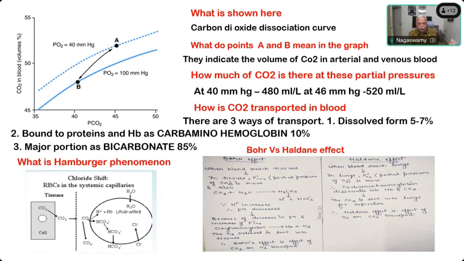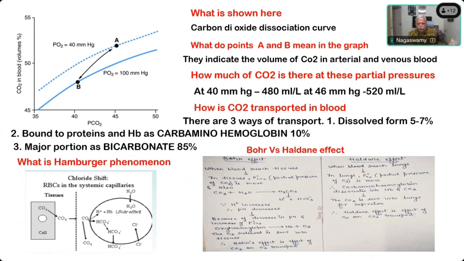So when blood reaches tissues, the PCO2 partial pressure is more. So carbon dioxide plus water becomes carbonic acid, which breaks down into hydrogen and bicarbonate. Hydrogen increases, pH decreases. Because of the decrease in pH and increase in PCO2, oxyhemoglobin dissociates into hemoglobin and oxygen. Oxygen is released into the tissues. So Bohr effect is the effect of carbon dioxide on oxygen transport at the tissue level.